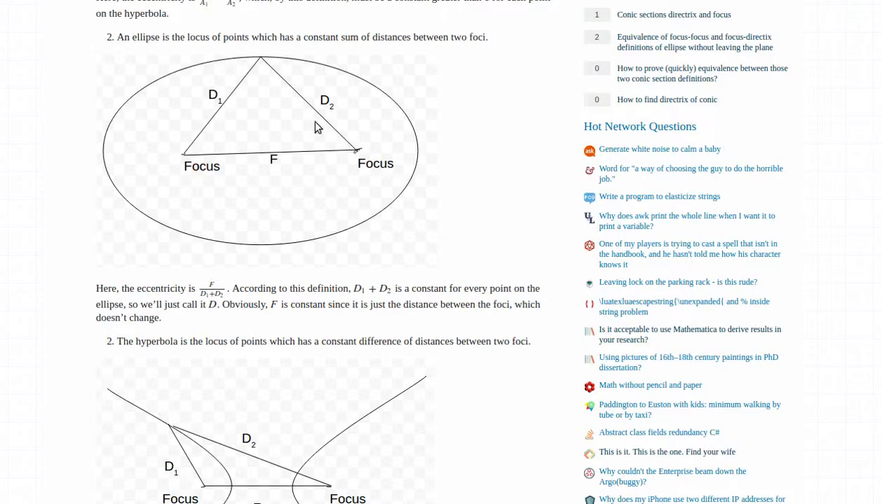The reason I'm using this definition is because it'll just make things simpler for us. We don't need to deal with a center. In school, you learn C over A. In this definition, it's 2C over 2A, where 2C is called F and 2A is called D. So hopefully you see how those are equivalent.